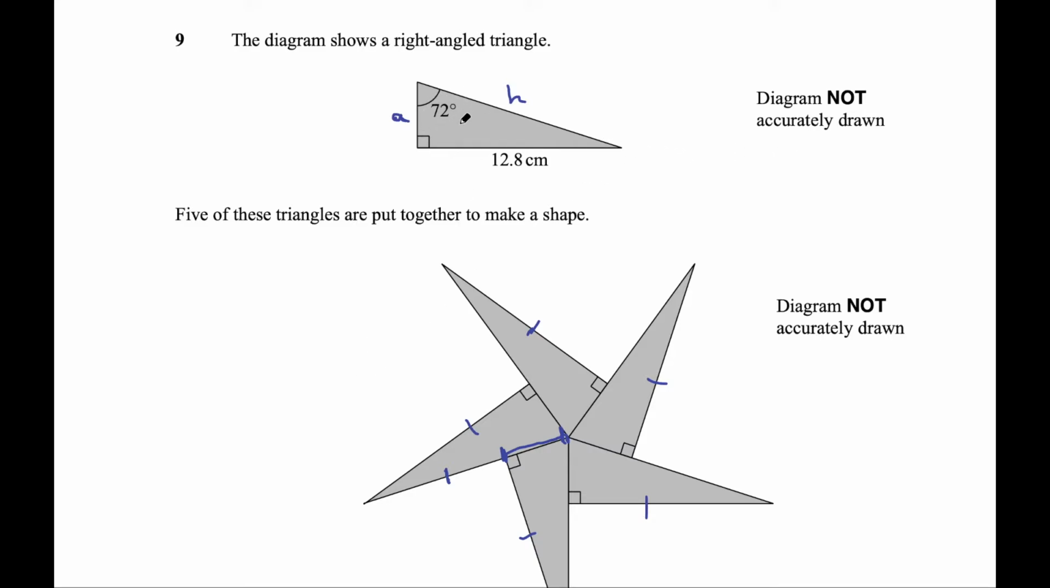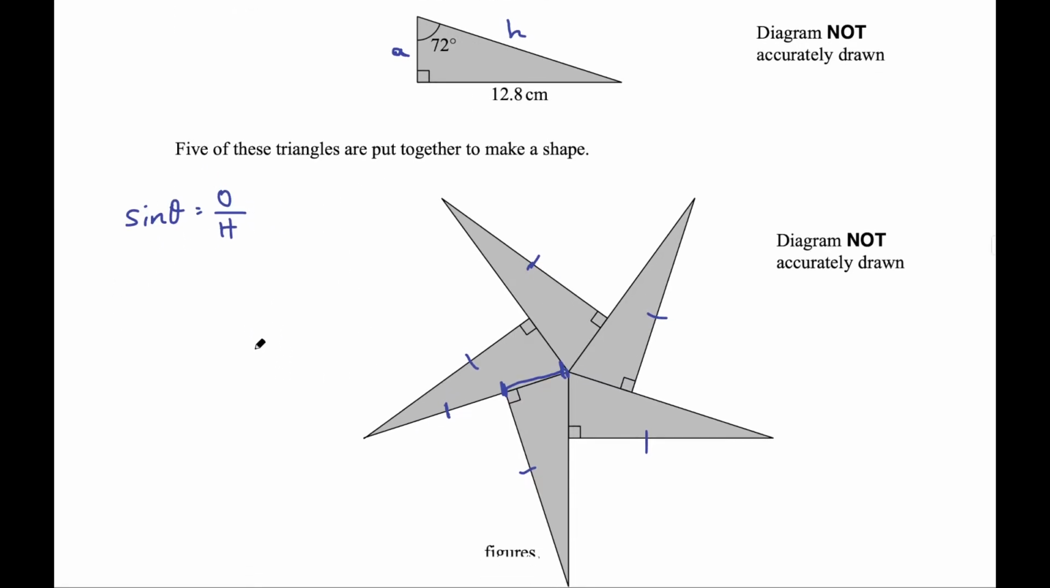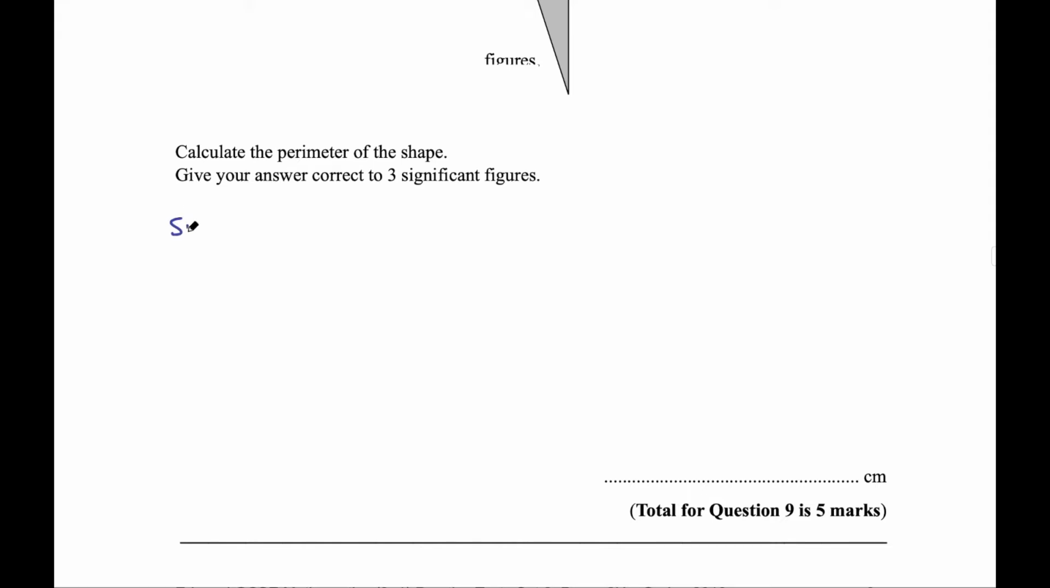I guess it's really up to you how you do this. You could use the tan ratio to work out A, or the sine ratio to work out H. We know that the sine of an angle in a right angle triangle is the opposite side over the hypotenuse. In this case, we have the opposite side of this angle, and we are looking for the hypotenuse. So let's do that first. Sine of 72 equals 12.8 over the hypotenuse, which we're calling H. Rearranging, H is equal to 12.8 divided by the sine of 72.